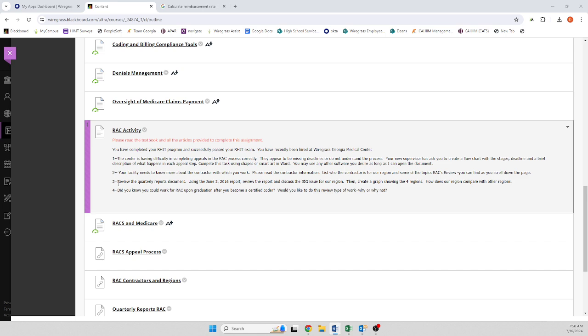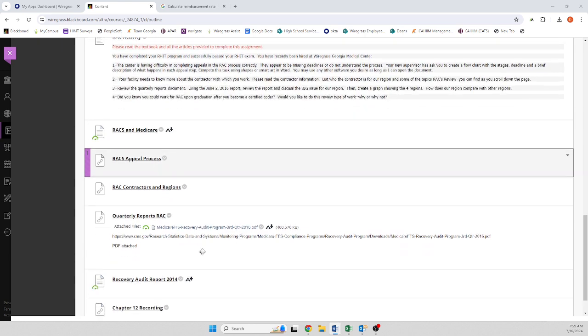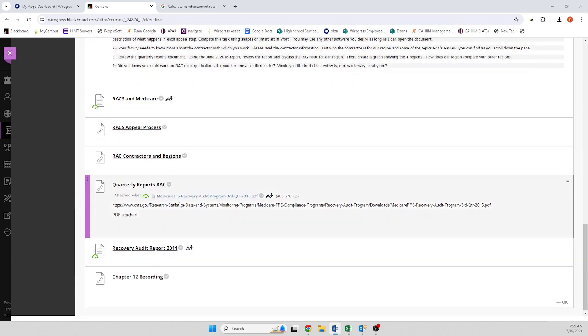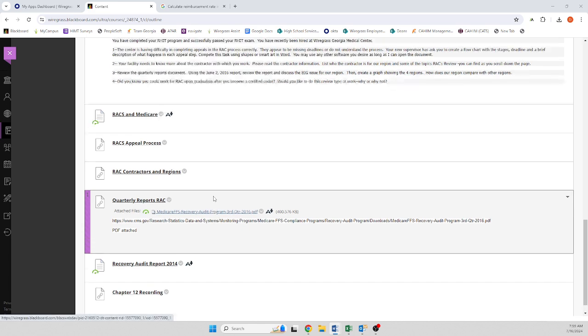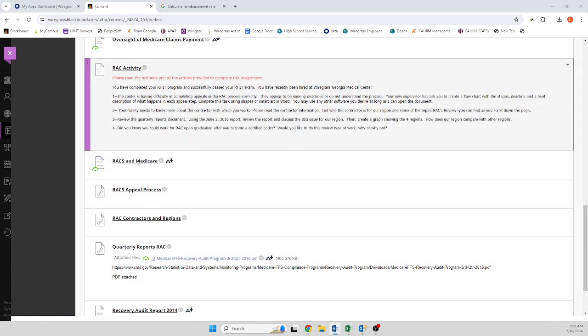Number 3, review the quarterly reports document. Use the June 2nd, 2016. So that's here. Review the report and discuss the big issue for our region. Then create a graph that shows the 4 regions. How does our region compare with the other regions?